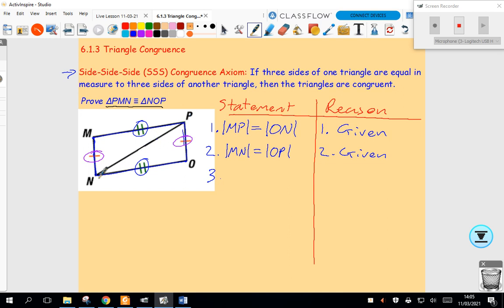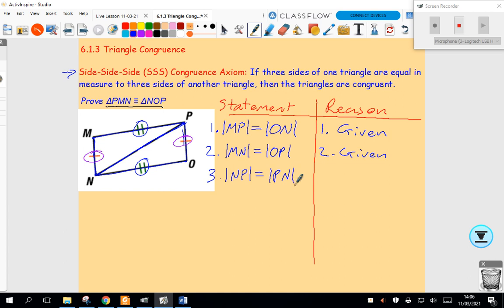Notice this is a common side. So I'm going to say NP from the triangle on the top, the distance from N to P, is equal to... Okay, notice that's the corner at the end of that single tick side. So N to P, I'm going along the diagonal that way. The corresponding way in the bottom triangle, the corner at the end of the single tick side is up there. I'm going to call that side P to N.